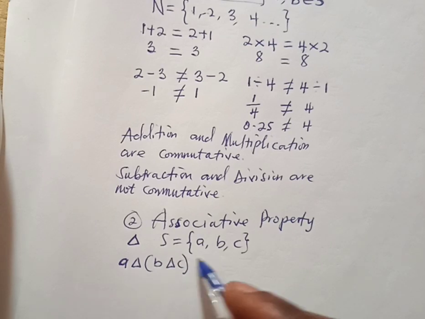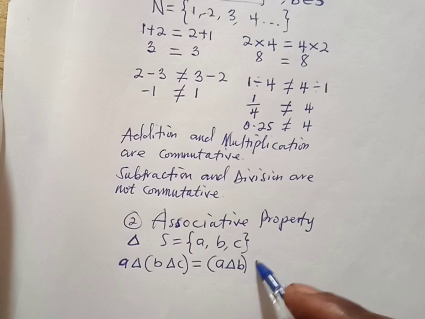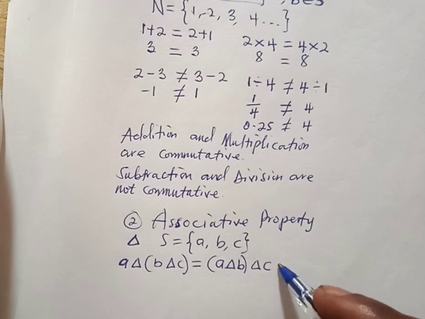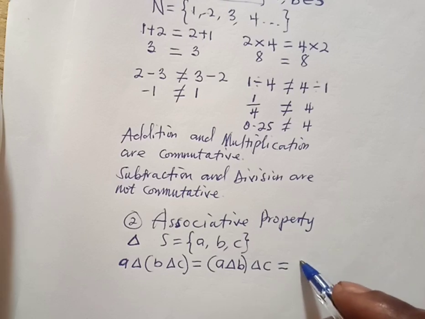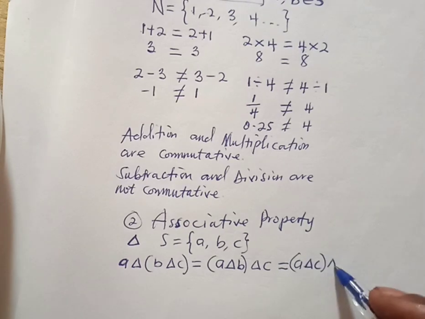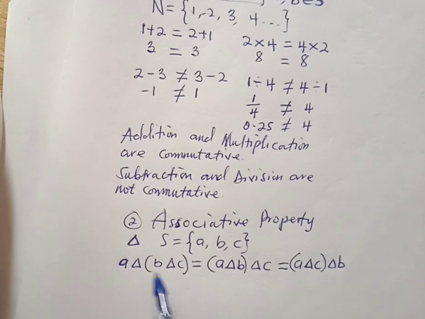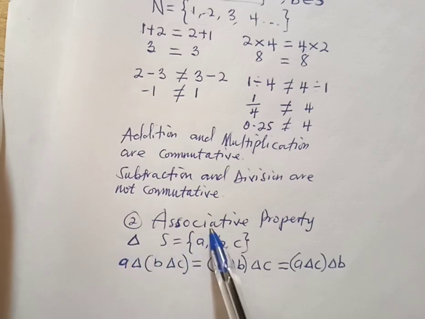C should be equal to A operation B operation C, and should also be equal to A operation C operation B. So if this statement is true, then we can conclude that this operation is associative.